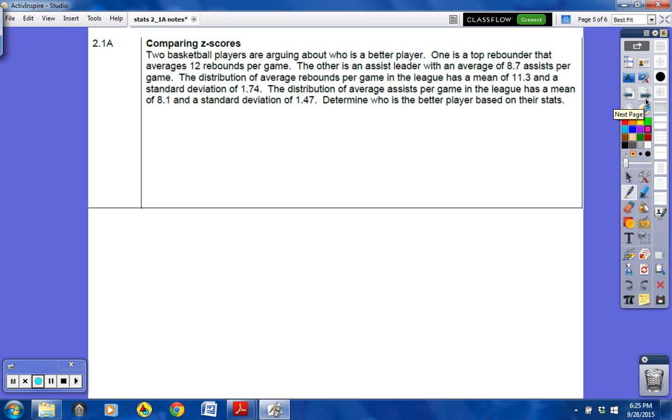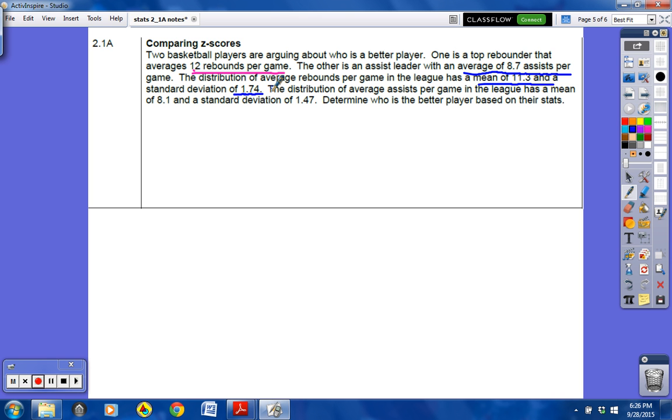So 2 basketball players are arguing about who is a better player. One is a top rebounder that averages 12 rebounds a game. The other is an assist leader with an average of 8.7 assists per game. The distribution of rebounds per game has a mean of 11.3 and a standard deviation of 1.74.